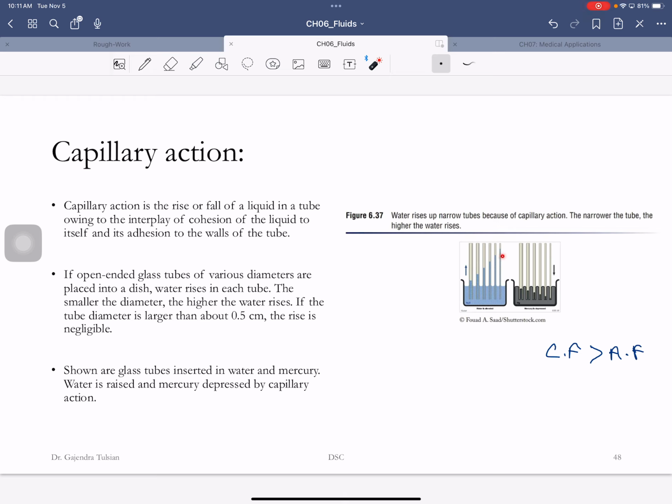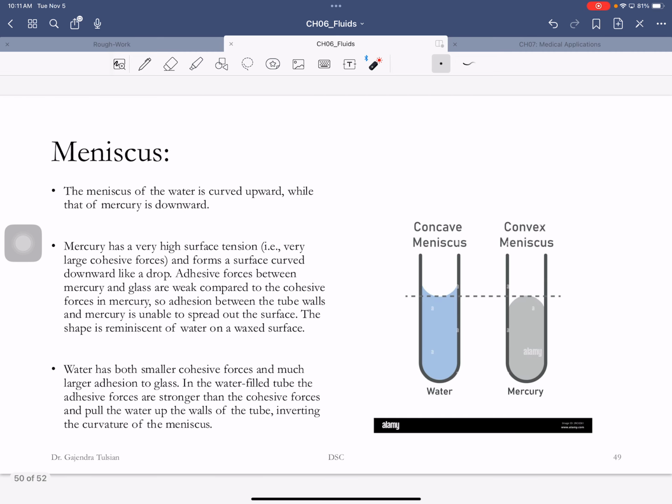Shown are glass tubes inserted in water and mercury. Water is raised and mercury depressed by capillary action. So this is the meniscus of the water, this is the meniscus of mercury. This kind of meniscus pulls mercury down, this kind of meniscus pulls the water up.